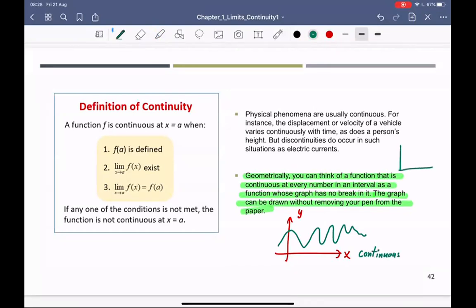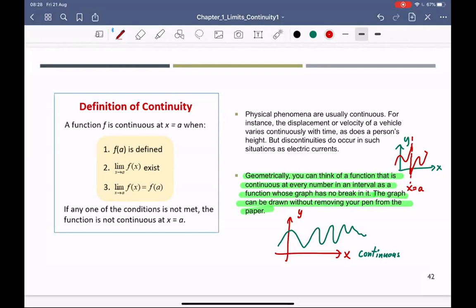But if you have a function that stops somewhere, then I have to remove my pen from the paper and draw another function here. This is the same function, but you can see that at this point, x equal to a, it is not continuous. So that means the function is not continuous.